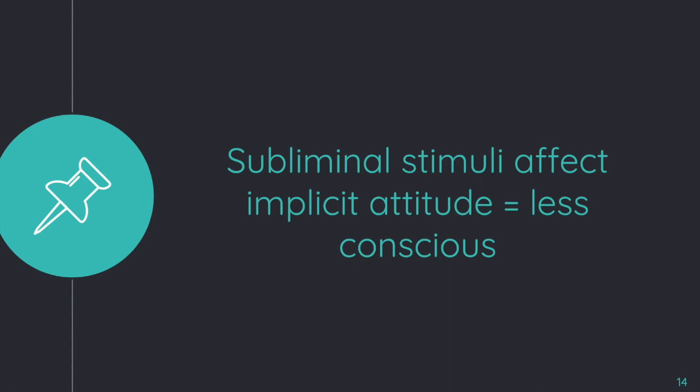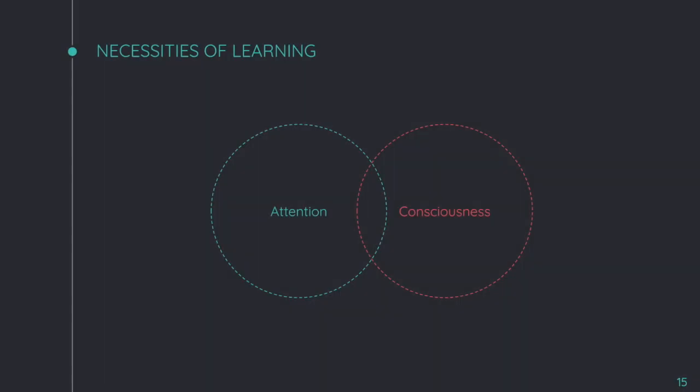In terms of subliminal learning, this means that subliminal learning might affect implicit learning of a person, but in order to learn something such as a foreign language, explicit learning is required. Supraliminal stimuli can influence explicit learning, but subliminal stimuli cannot.